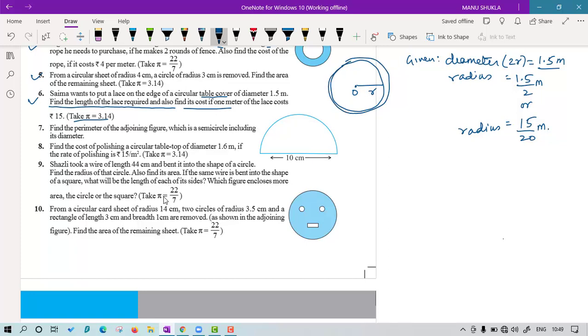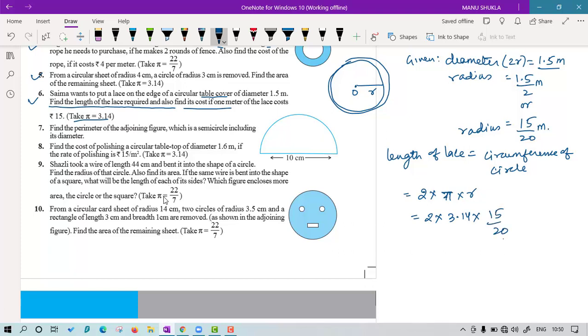So let's write, length of lace is actually the circumference of the circle. So let's put the value. That is given by 2 into pi into r. So pi we have to take as 3.14 and the radius is given to you as 15 upon 20. Further solving, what will we get? 2 10s are 20.